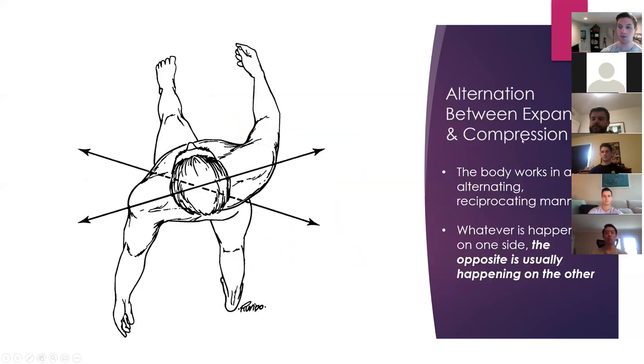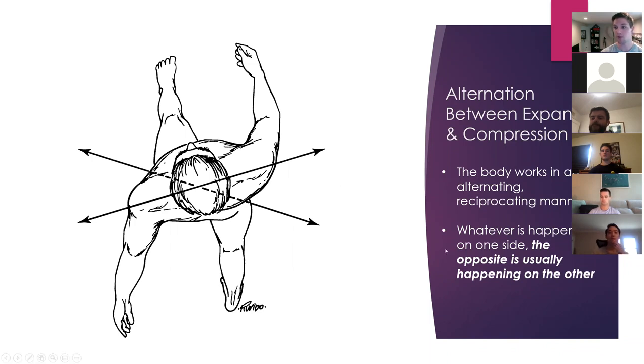So ultimately, the body works in an alternating and reciprocal fashion. So when we do a barbell squat, we're teaching the body to do the same thing on both sides at the same time. Nothing wrong with that inherently, but I think it's important to appreciate that we also have expansion going on one side, compression going on the other, depending on where we are in gait, depending on where we are within a movement.